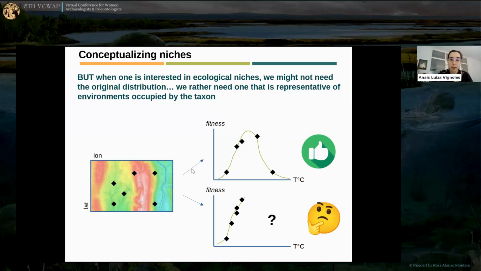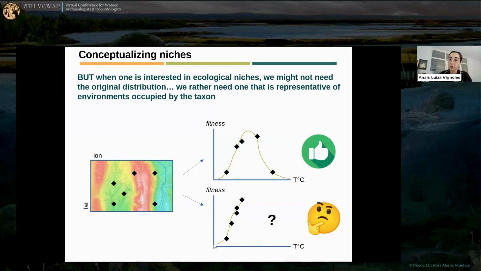Here, I just wanted to illustrate that point with these two graphs, which show what we usually get in environmental space whenever we are trying to reconstruct the fitness of a species related to, for example, temperature or whatever. We usually want to get those very nice bell-shaped curves. So if we have a distribution that can account for different points of that bell-shaped curve, then we might be able to have a reconstruction that is pretty good actually.